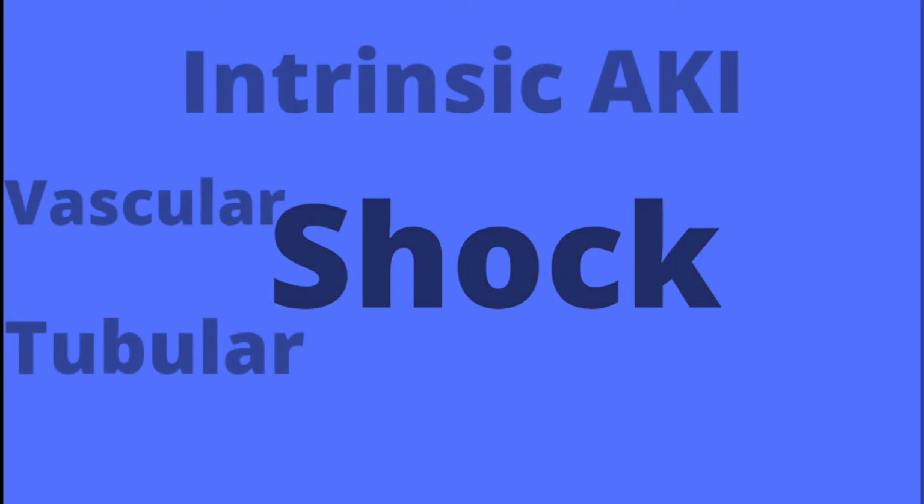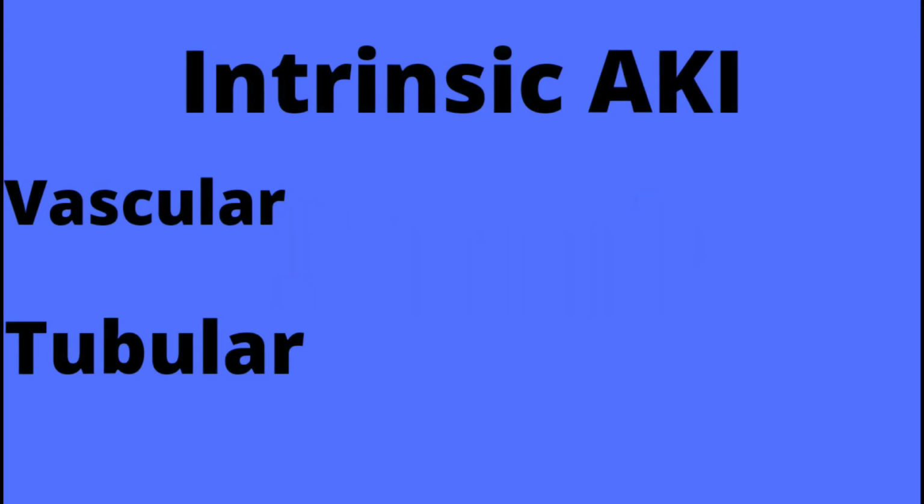But do remember that in some types of shock, mainly distributive shock, it's best to start with vasopressors, then fluids. You can check that by raising the leg of the patient and measuring his BP. If the blood pressure is increased by at least 10, then fluids are the best option. But if upon raising the leg there is no change in blood pressure, then it's better to start with vasopressors. Let's get back to our topic and discuss some intrinsic causes of AKI.